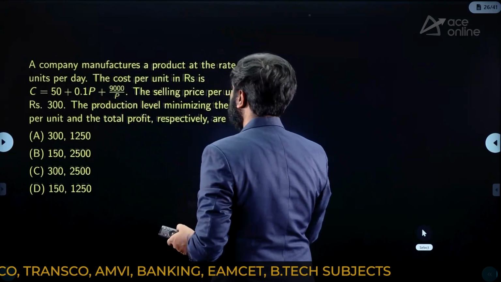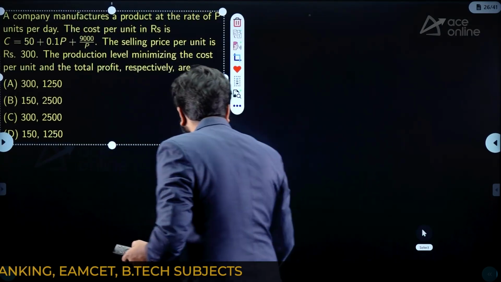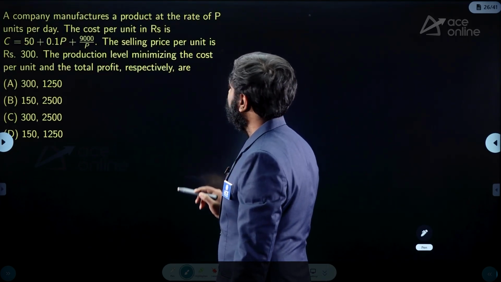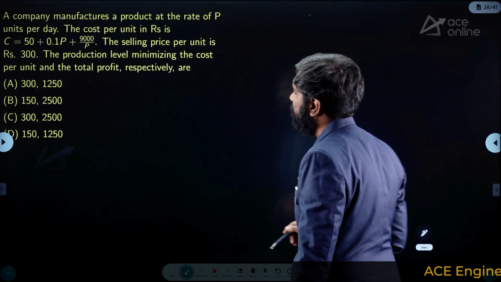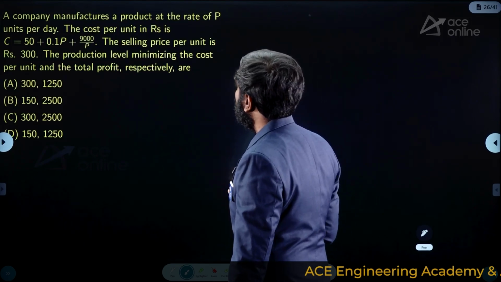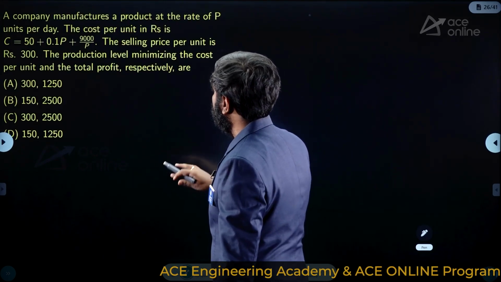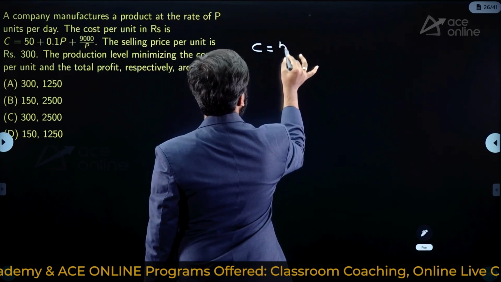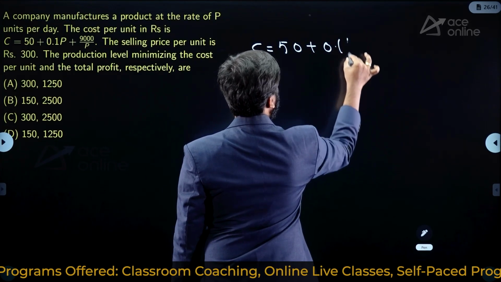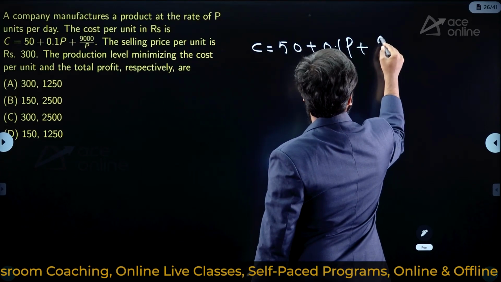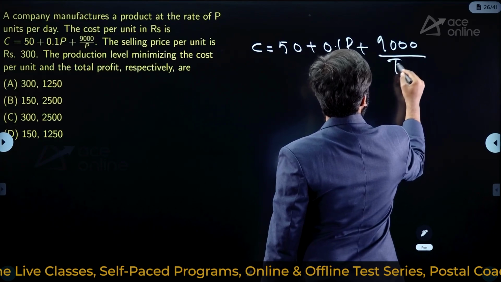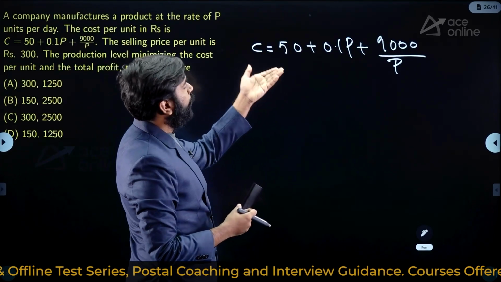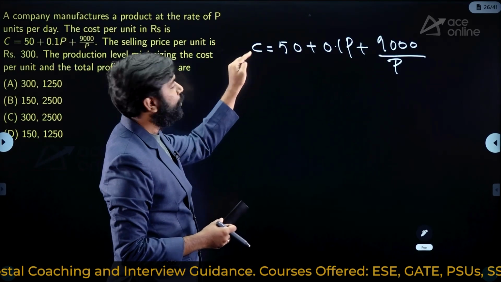It says they're manufacturing P units. That's okay. And then it says the cost per unit. So what is the cost that is incurred by the company? It is given by the equation C equal to 50 plus 0.1 P plus 9000 by P. The selling price per unit is 300 rupees. The production level minimizing the cost per unit. So let's write this again. What is C? It is 50 plus 0.1 P plus 9,000 by P. This is the cost per unit. Now, how many units do I have to produce so that I can minimize the cost per unit?